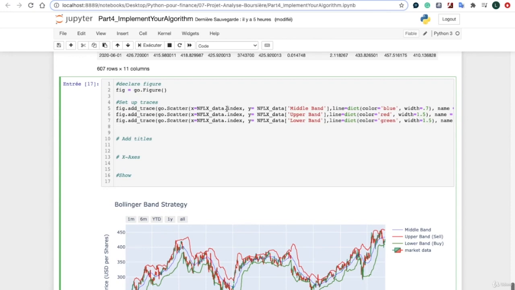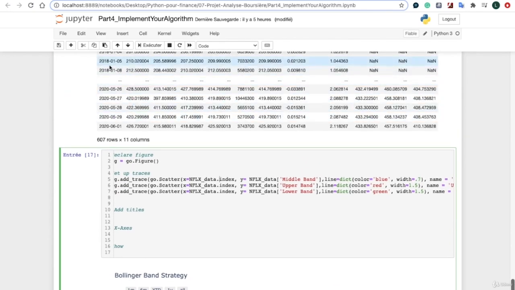The first one on the x-axis, the date index, which means we're going to have the date on the x-axis, and on the y-axis for the first one the middle band, the second one the upper band, the third one the lower band. We are going to choose, concerning the upper band, the red color because we are going to sell. Concerning the lower band, the green color because that's going to be the moment to buy. That's going to be a green signal. And concerning the middle band, a more neutral color, which is going to be blue.